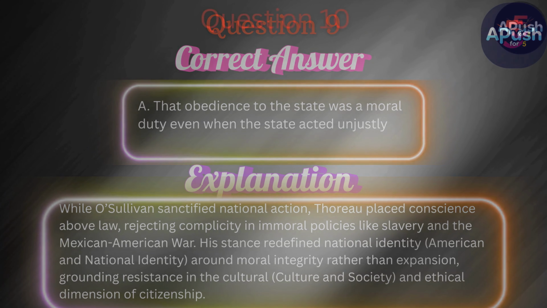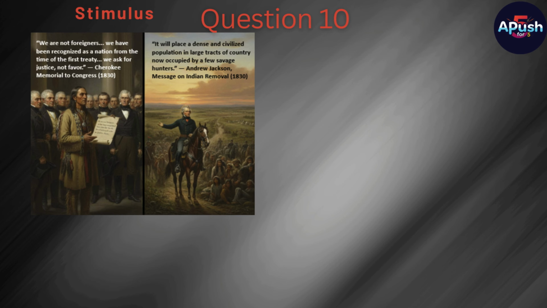Question 10. Stimulus. We are not foreigners. We have been recognized as a nation from the time of the first treaty. We ask for justice, not favor. Cherokee Memorial to Congress, 1830. It will place a dense and civilized population in large tracts of country now occupied by a few savage hunters. Andrew Jackson, Message on Indian Removal, 1830.